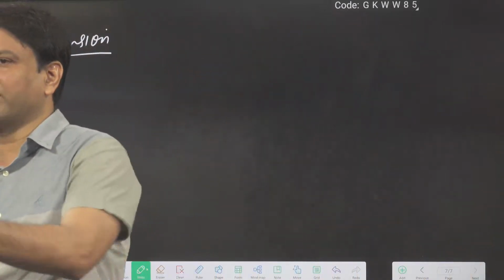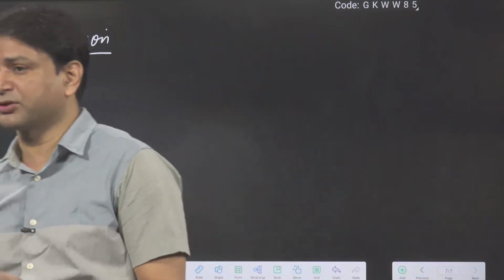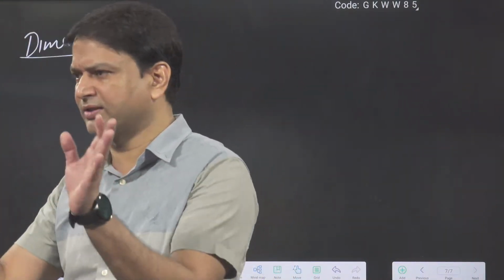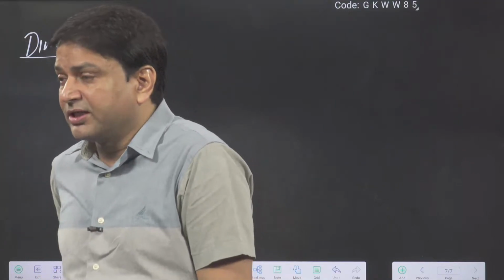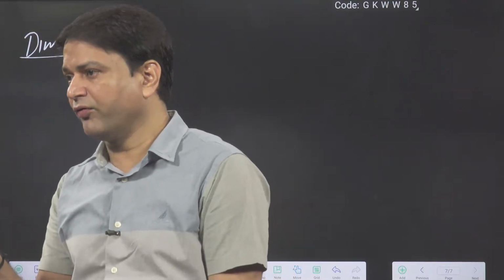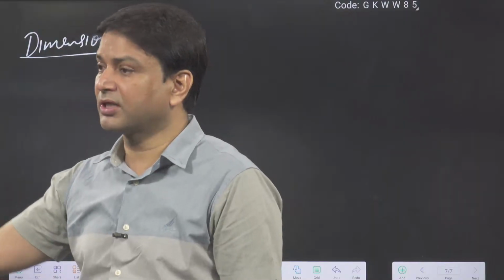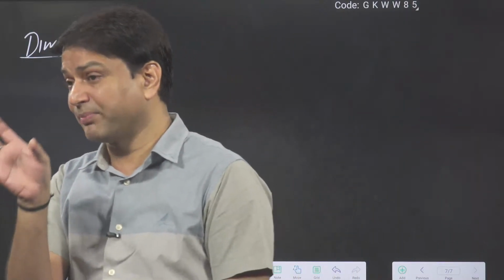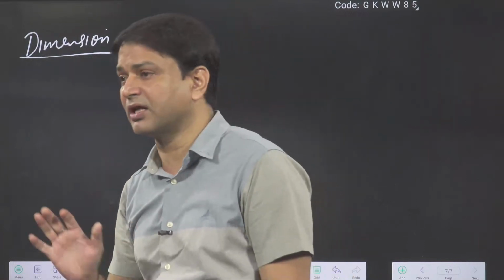So what do you understand from dimension? In general we talk like this: what is the dimension of force, then we say M L T minus 2. But what is the actual meaning of the dimension? Dimension is the power of the fundamental quantity in the dimensional formula.